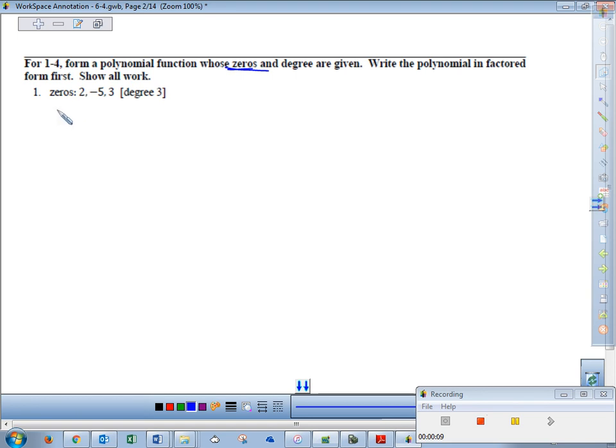If 2 is a 0, then that means x minus 2 is one of those factors, right? So it's just the opposite, because doesn't 2 make that blue parenthesis turn out to be 0, right? Then this parenthesis with 5 would be x plus 5, because doesn't negative 5 make that red parenthesis turn out to be 0? And then finally x minus 3. This is that polynomial in factored form.